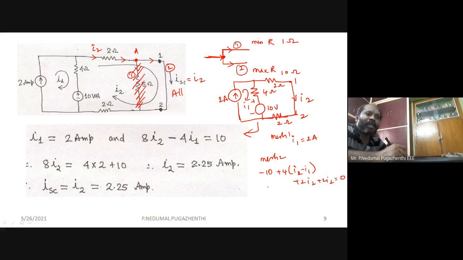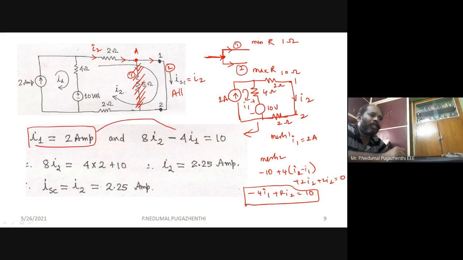So from there, I will bring this 10 to the other side. I have minus 4 I1 plus 8 I2 is equal to 10. We already know I1 is equal to 2 amperes, so substitute that in here. I will get 8 I2 is equal to 10 plus 4 into I1. I1 is 2, so 8, so 18. So I2 is equal to 18 divided by 8, which is 9 by 4. So I will get I2 is equal to 2.25.